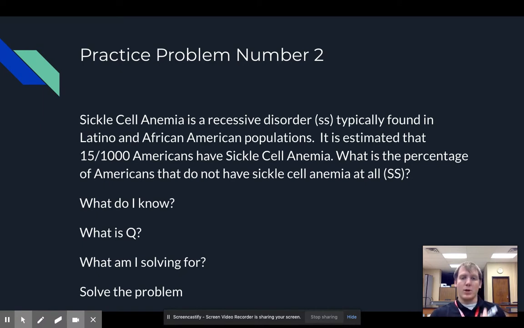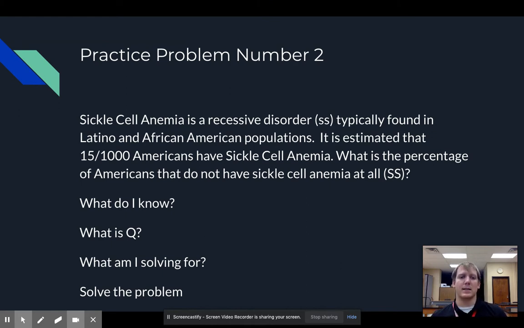All right, so I know q squared. Always find q next. If I square root both sides, that means that q is equal to the square root of 0.015. If I plug that into my calculator, q is equal to 0.12. Q equals 0.12. But we're not done, okay? Always find q first.